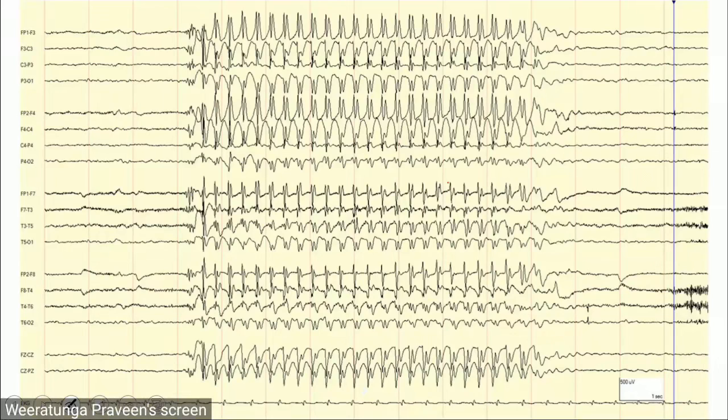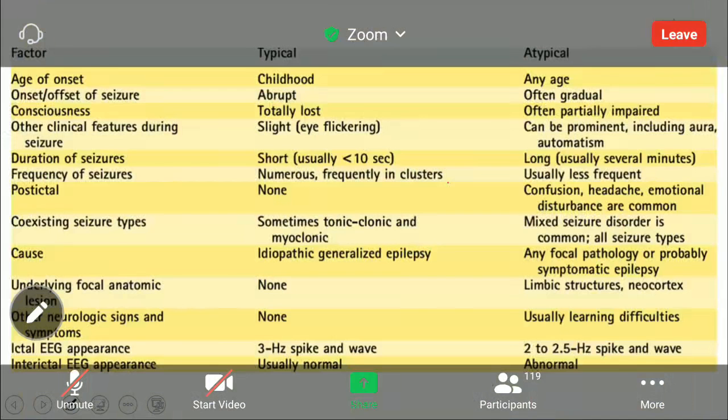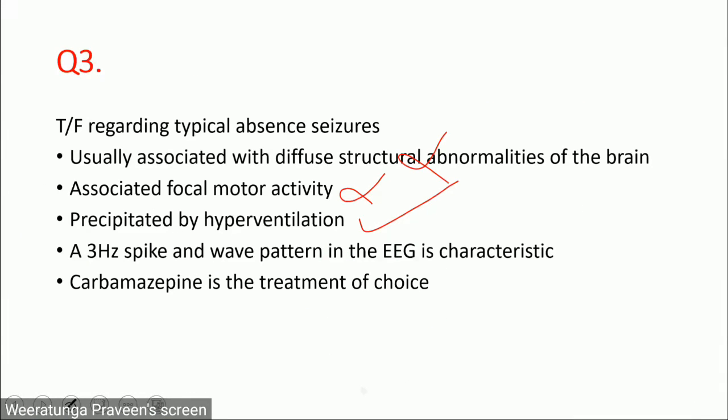So the MCQ statement is wrong, is that right? Yes, that is correct. So precipitated by hyperventilation is correct. The 3 Hz spike and wave pattern is characteristic, so that is true.